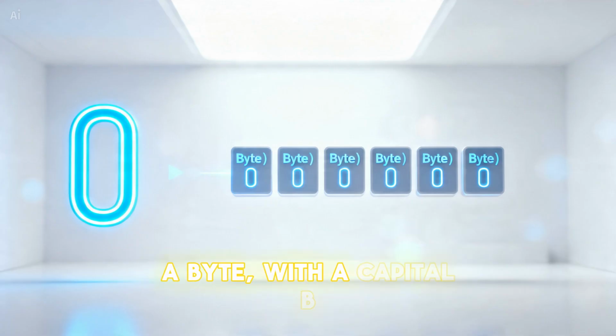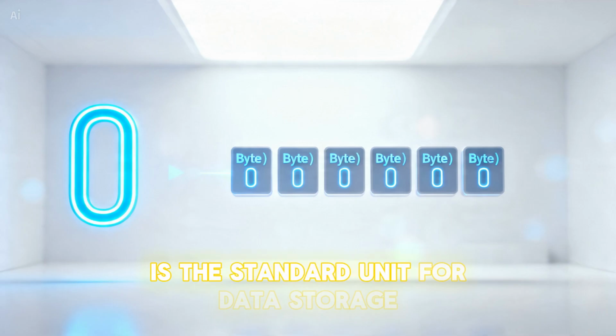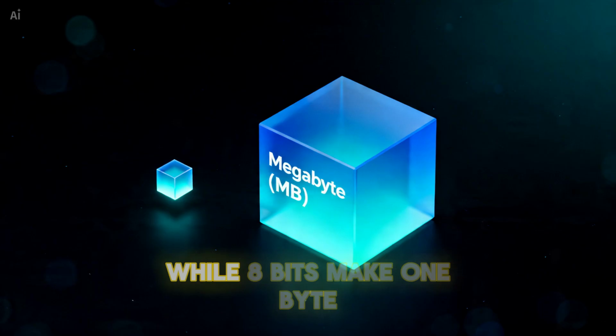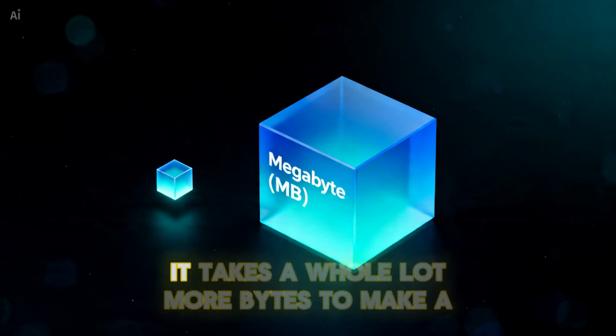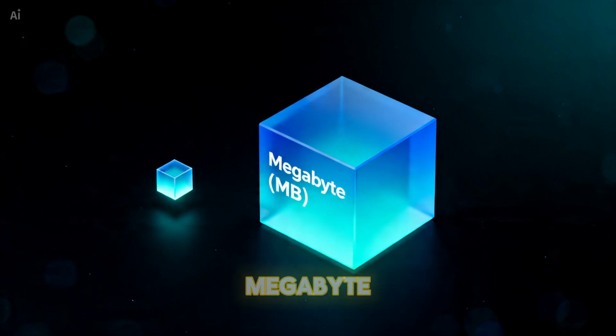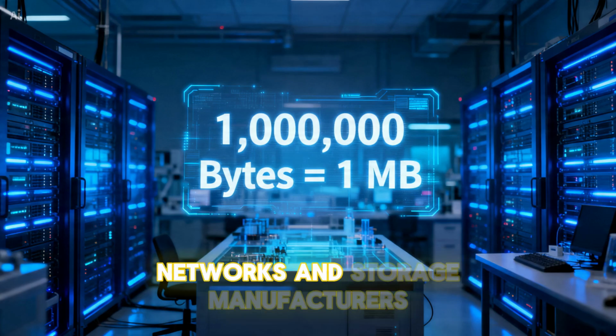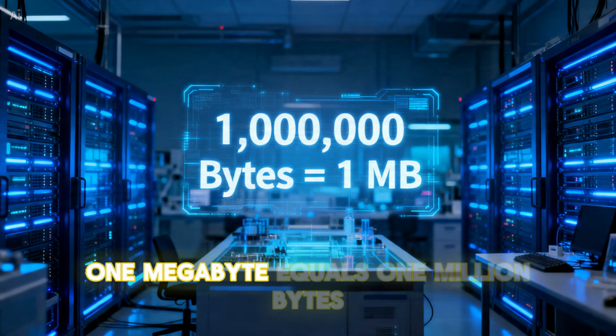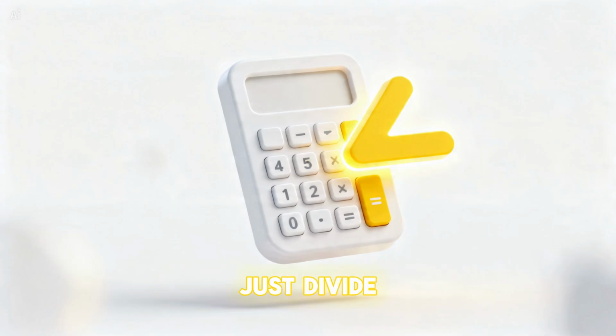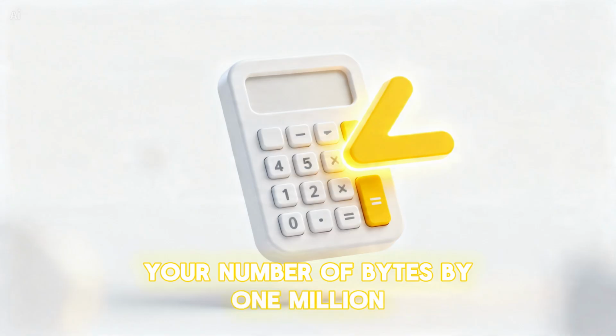A byte, with a capital B, is the standard unit for data storage. While 8 bits make 1 byte, it takes a whole lot more bytes to make a megabyte. In standard decimal conversion used by most networks and storage manufacturers, 1 megabyte equals 1 million bytes. So, the rule is simple. Just divide your number of bytes by 1 million.